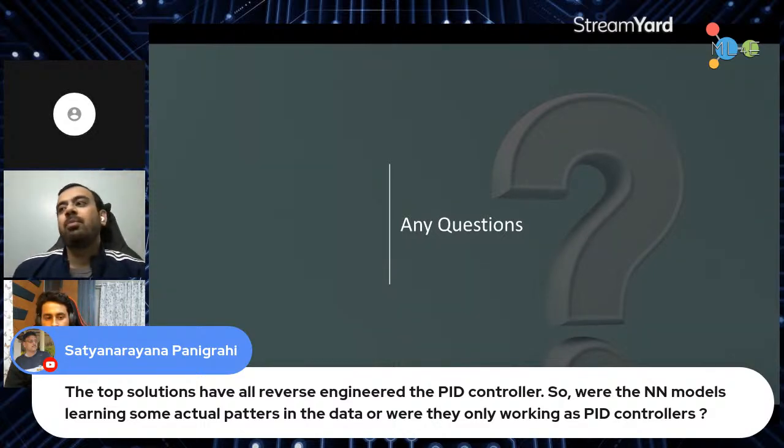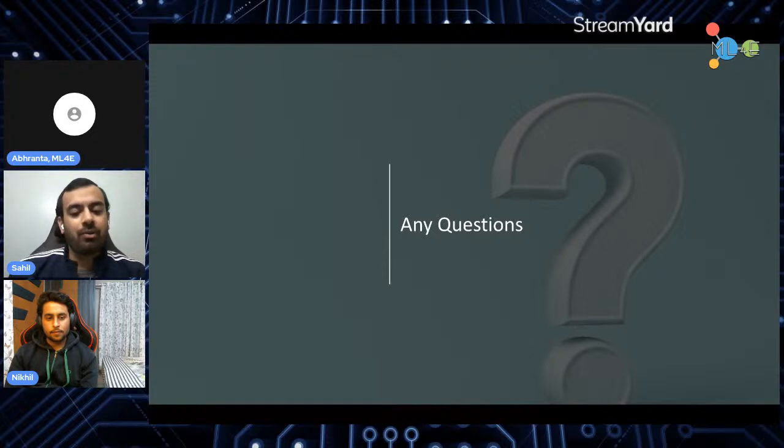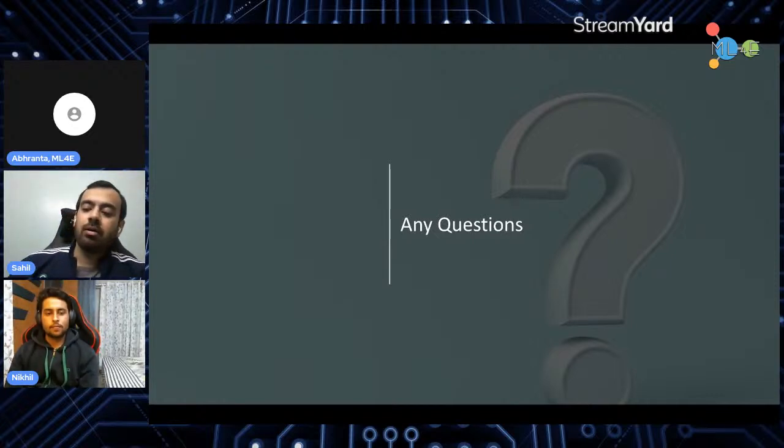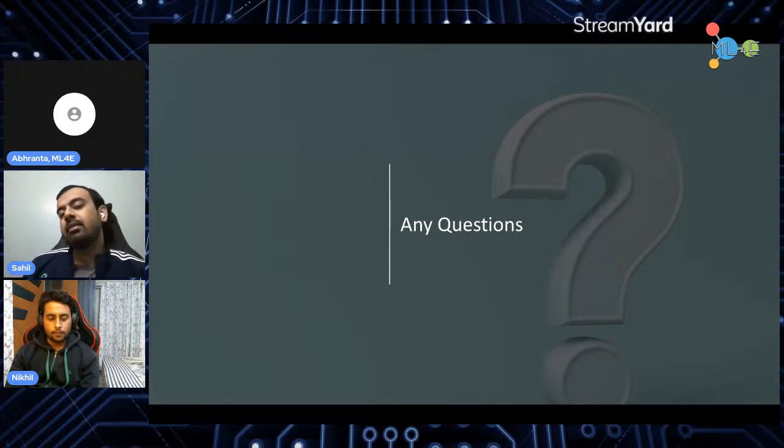So, Nick, I would like to take this question. Essentially, what you said was exactly right, and both things are true. The model is learning from the data, but the problem is in the data itself. The data was simulated data and not real environment data. So even though the model was learning the patterns that existed in the data set, since it was driven by a PID controller, we ended up learning that.